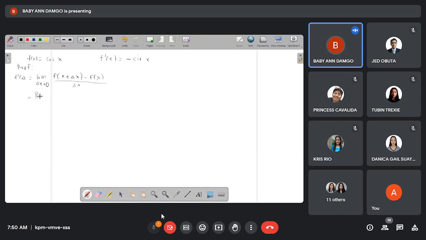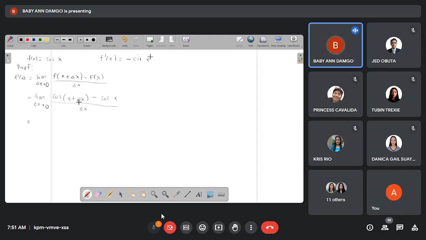Okay, so this one, we need to evaluate f of x plus the change of x given that your f of x is equal to cosine x. So, ang buhaton ani, substitutan na ni ang x sa x plus the change of x. So, this is cosine x plus the change of x minus your f of x here is cosine x all over the change of x as the change of x approaches 0.